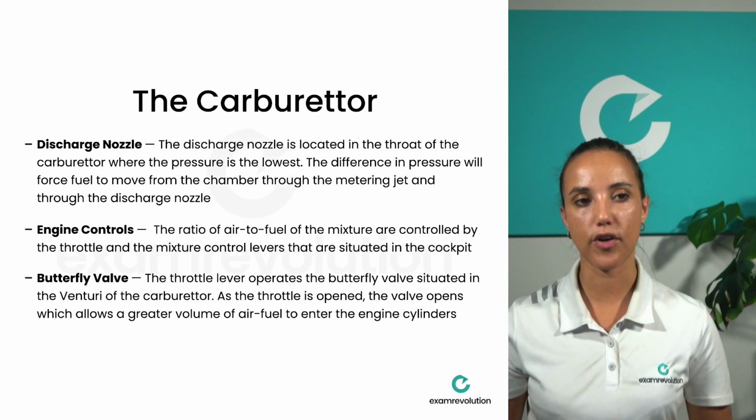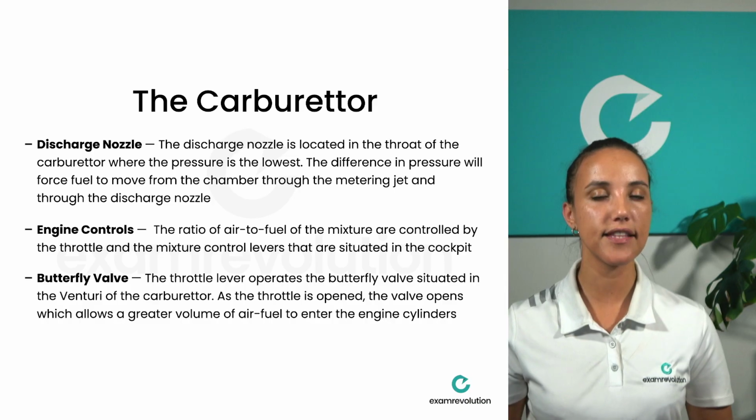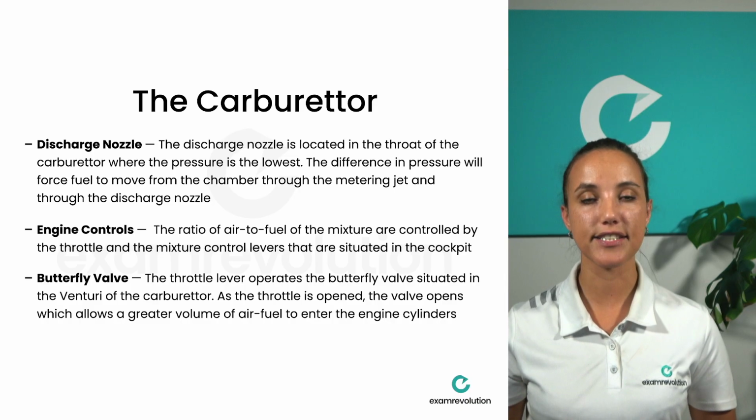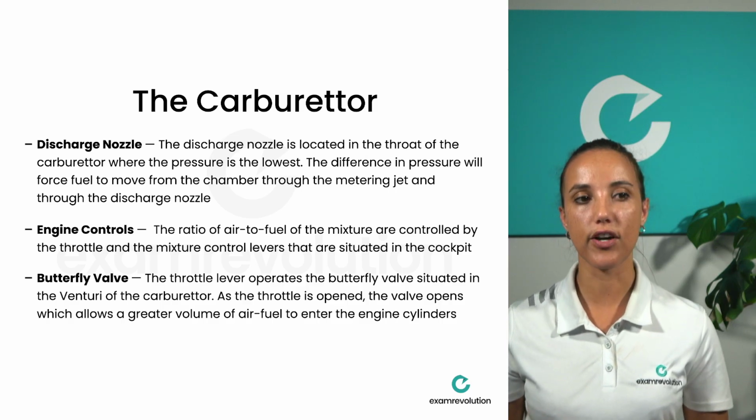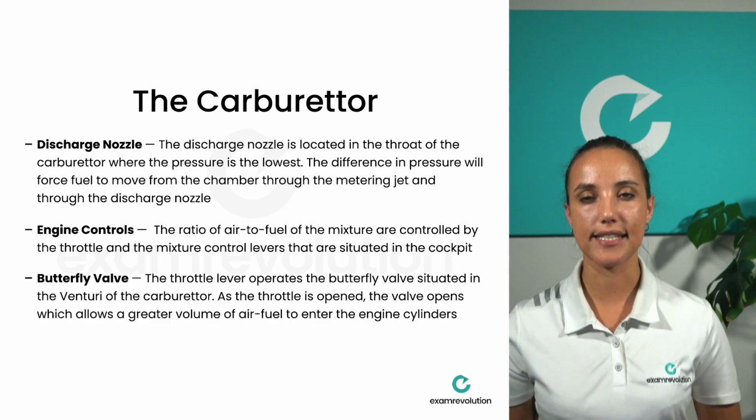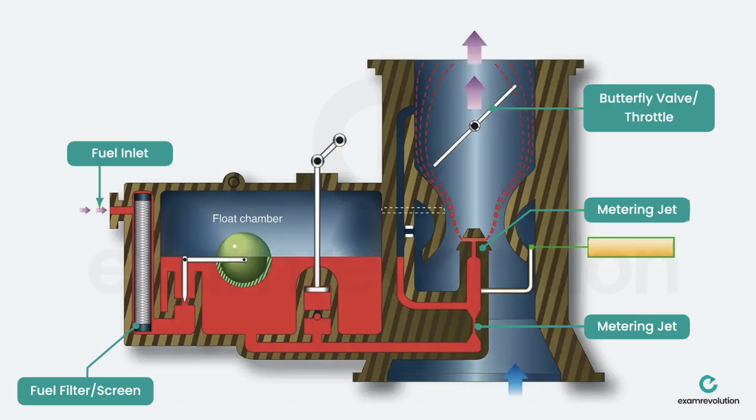Now, the throttle valve operates the butterfly valve situated in the venturi of the carburetor, and as the throttle is opened, the valve opens, which allows a greater volume of air and fuel to enter the cylinders. So on the top of the throat of the carburetor, you can see a butterfly valve, and your throttle is connected to that butterfly valve. Opening the throttle will open that valve, closing the throttle will close that valve, and you can see that it will allow a certain amount of fuel and air to go to the intake manifold and therefore go to the engine.